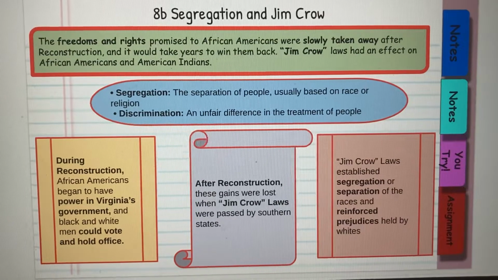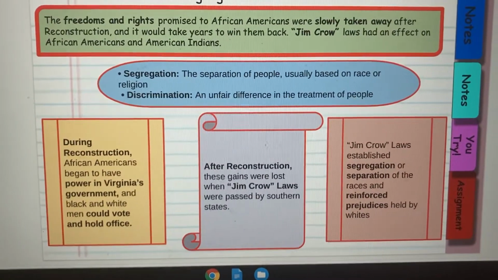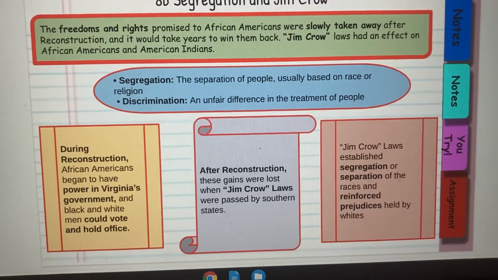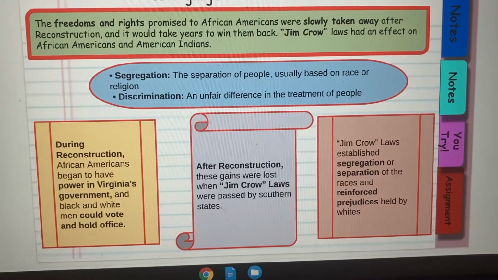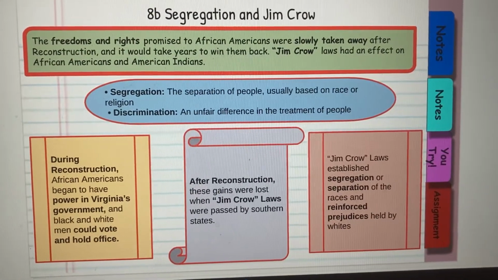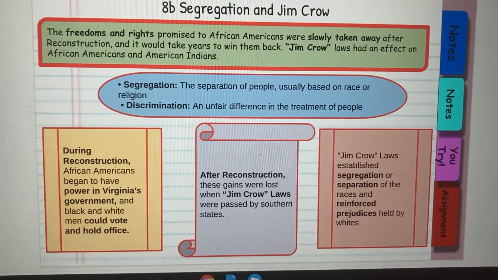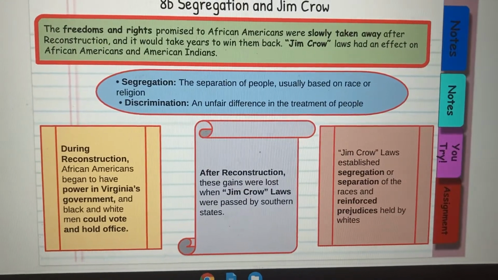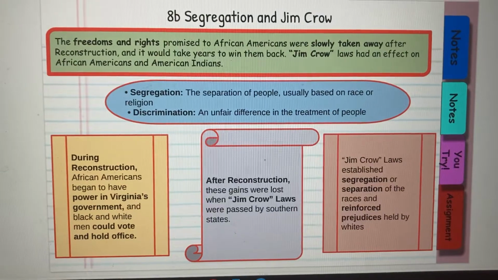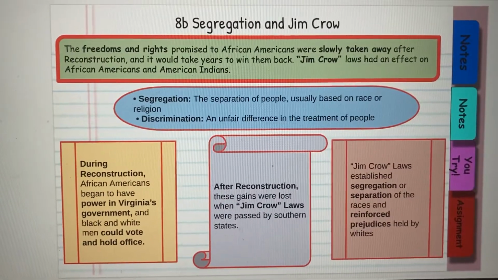So during this Reconstruction period that we've already discussed, right after the Civil War, African Americans began to hold power in Virginia. They were able to be in the government. Black and white men could vote and hold office. All these things happened after the Civil War during Reconstruction. However, shortly thereafter, Jim Crow laws were passed by the southern states, and that established the separation of races and segregation, and that reinforced prejudices that were held by whites.